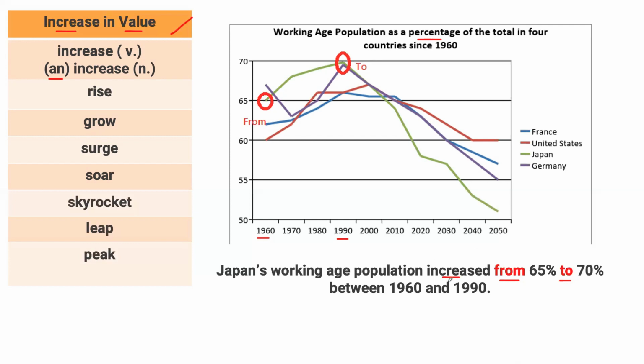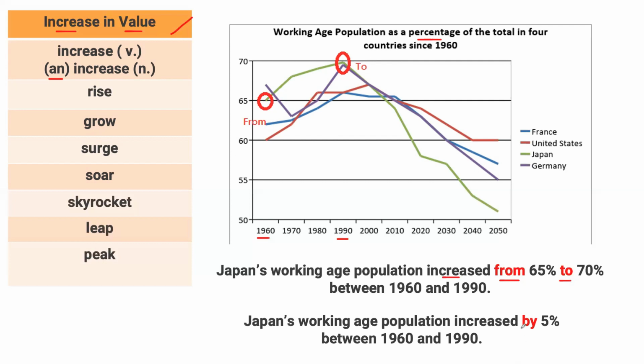However, you can also report on the amount of change between the 2 points, and with that, we would use by. So the amount of change is 5% because we're looking at 65 to 70. So you can also say this in a different way without using from and to. And you could say Japan's working age population increased by 5% between 1960 and 1990. So these are basically 2 ways to say the same thing.